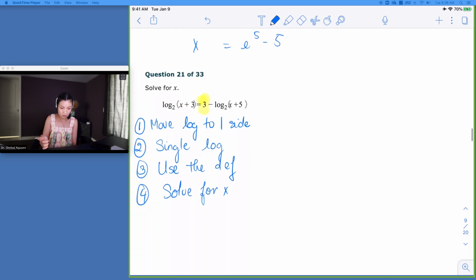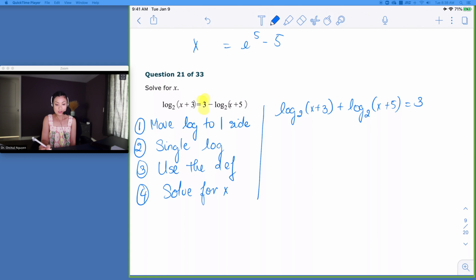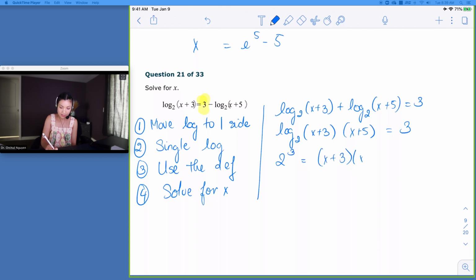Okay, so first I'm going to move log to one side. So I have log base 2 of (x + 3) plus log base 2 of (x + 5) equals 3. So now how do I combine to one single log? You see addition, so we have the product rule. And then I use the definition, so 2 is the base, third power equals (x + 3)(x + 5). Now you see we have parentheses, so I'm going to try to get rid of them. So I have x squared plus 8x plus 15.